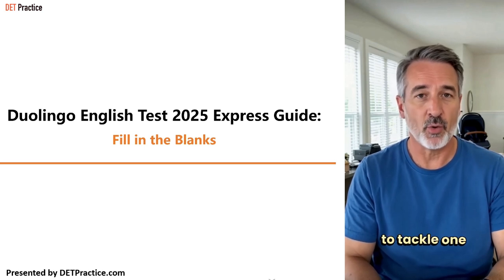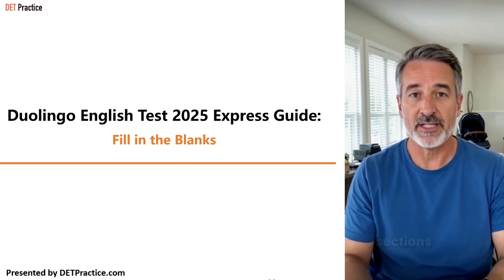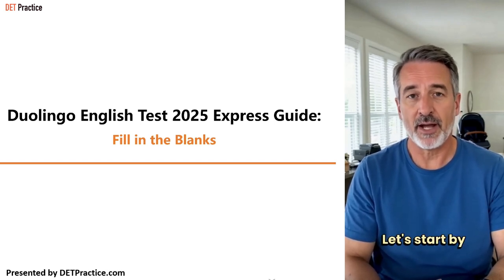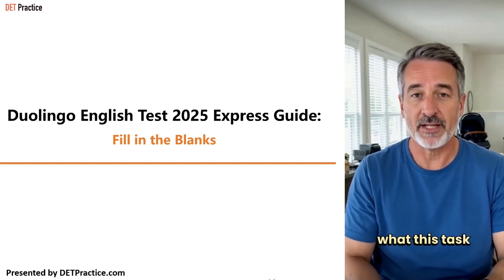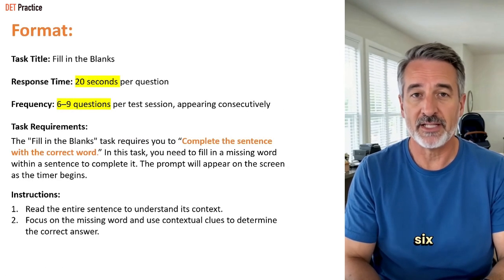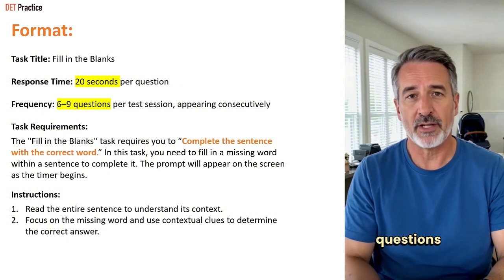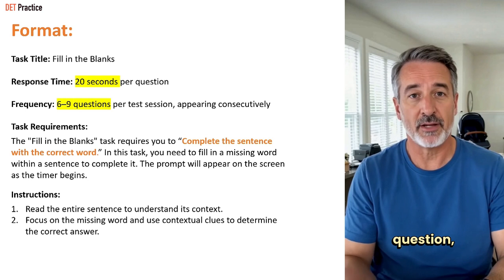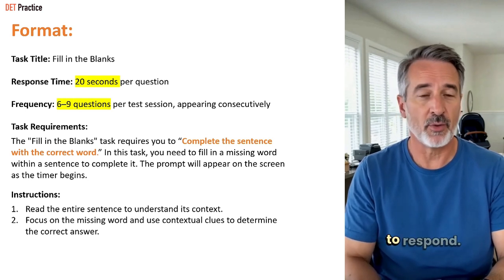Today, we're going to tackle one of the most challenging yet common sections of the test, the fill in the blanks task. Let's start by understanding exactly what this task involves. In the Duolingo English Test, you'll encounter about 6 to 9 fill in the blanks questions that appear consecutively in each test session. For each question, you'll have only 20 seconds to respond.